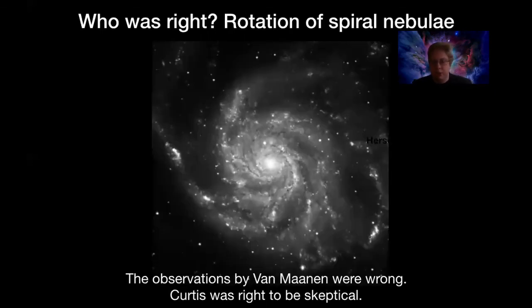It turns out that the observations by Van Maanen were wrong. There actually is no measurable rotation of the spiral nebulae. Curtis was right to be skeptical of those measurements. So that took away one of Shapley's major points about why the spiral nebulae could not be other galaxies. When you take away that measurement, it turns out that everything is a little bit more plausible. So point Curtis on this one.